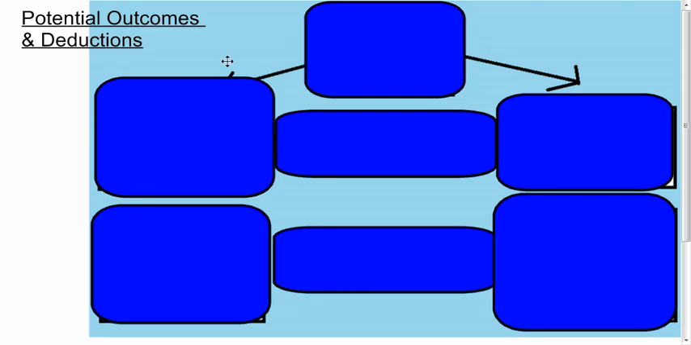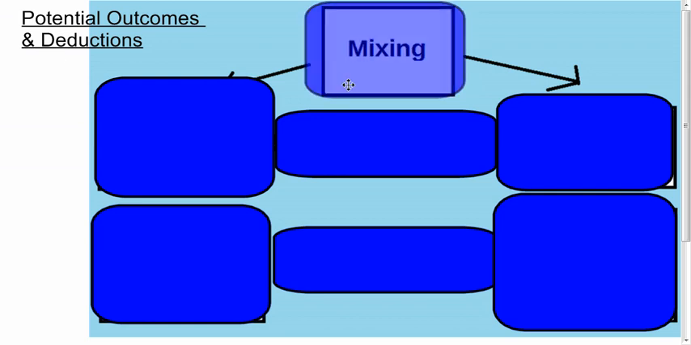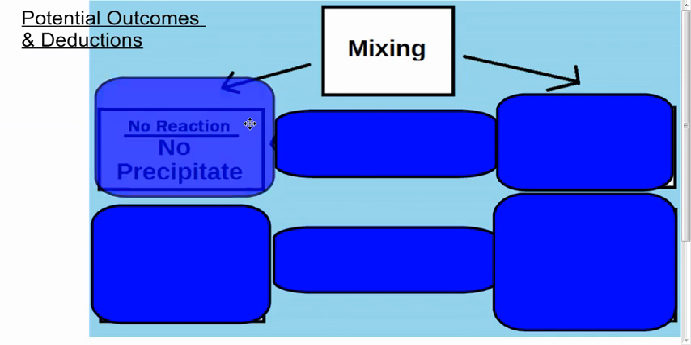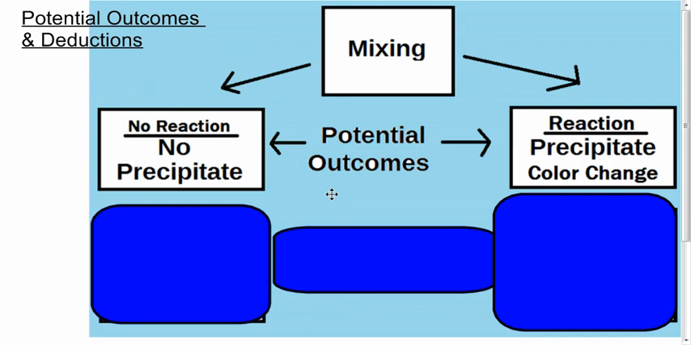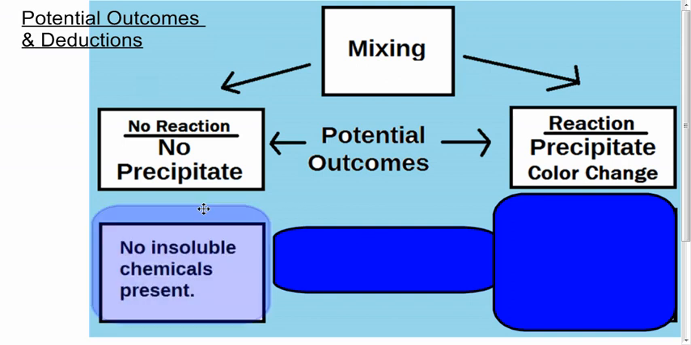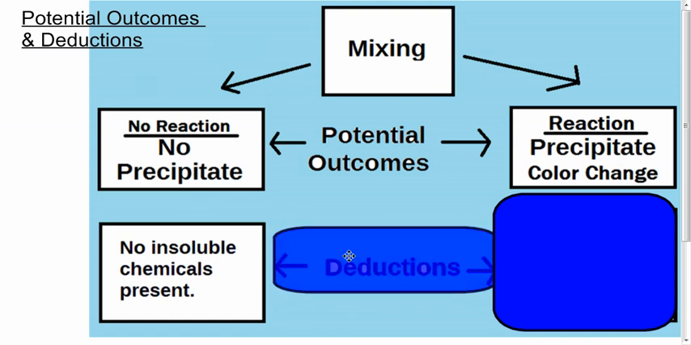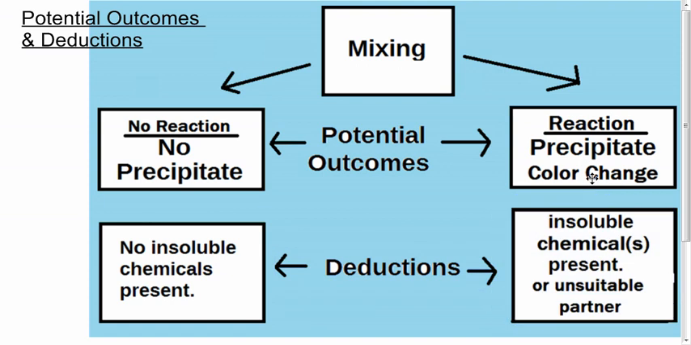Now, here is a web map of the potential outcomes that can happen and what deductions you can make as a result. First thing you're going to do is mix them. And then you've got two basic outcomes: either there's a reaction or there's no reaction. No reaction would be no precipitate, no color change, no bubbling. The same thing would be for a reaction, it would be the presence of those things. If no precipitate happens, or you see no reaction, then no insoluble chemicals are present. And on the reverse, if there's a reaction, then there are insoluble partners present.